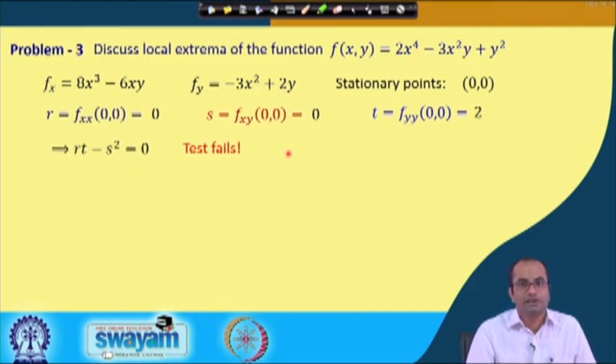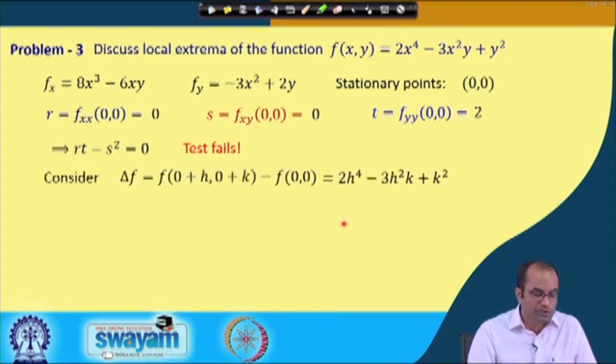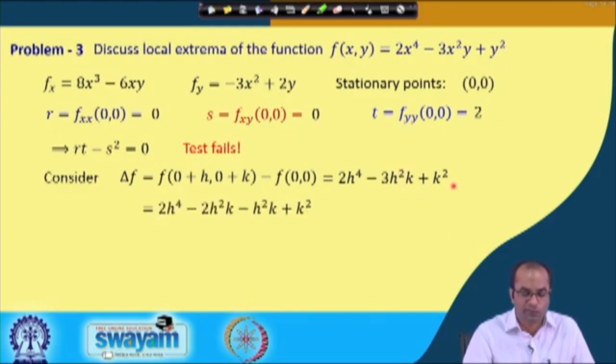So, this test fails again, and we will use the same idea, similar idea to what we have done before. So, we will compute this delta f now, the point in the neighborhood minus this f(0, 0), which will come exactly as that function 2h⁴ minus 3h²k plus k². And in this case we will do again a little manipulation here.